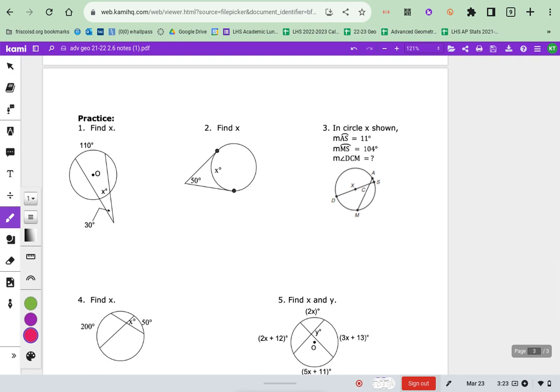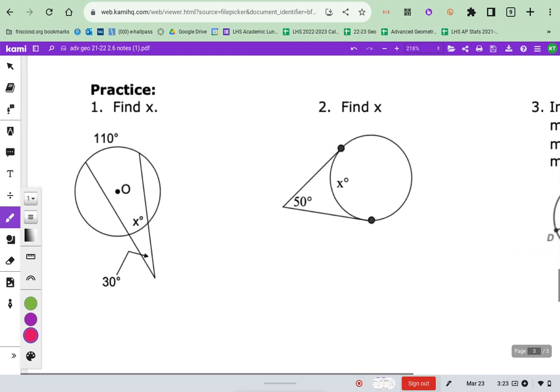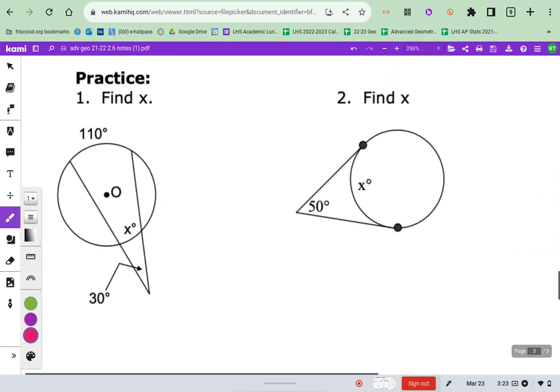Which one would you rather do? Number 1 or 2? 1. Okay, sure, we can do 1 and 2.